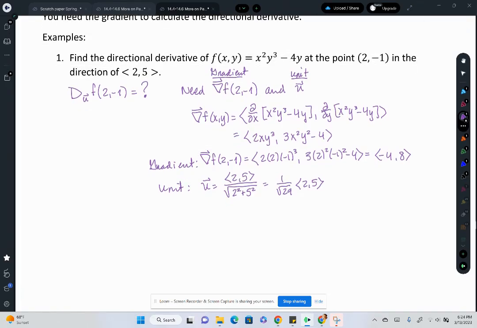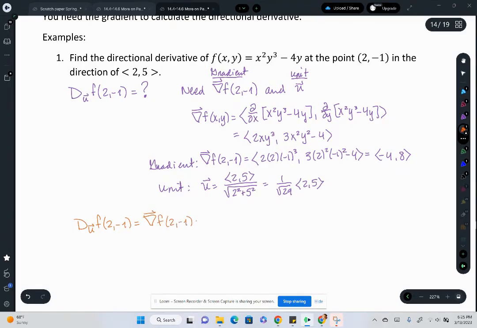Okay, I think we have all the parts that we need. So we can now calculate our directional derivative in the direction of u of f of 2, negative 1. It's going to equal, I'm just going to write it out, the gradient of f of 2, negative 1 dotted with u. Okay, now we'll put those pieces in. This becomes negative 4, comma 8, that's my gradient vector, dotted with 1 over the square root of 29 times the vector 2, 5.